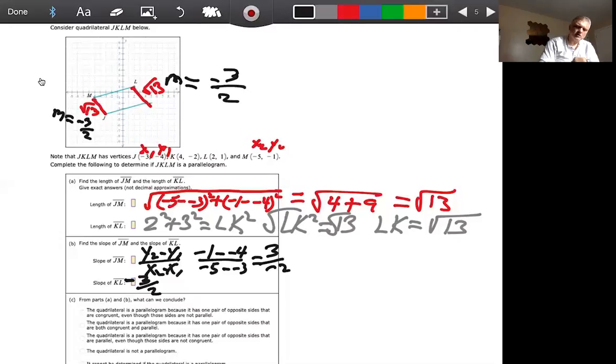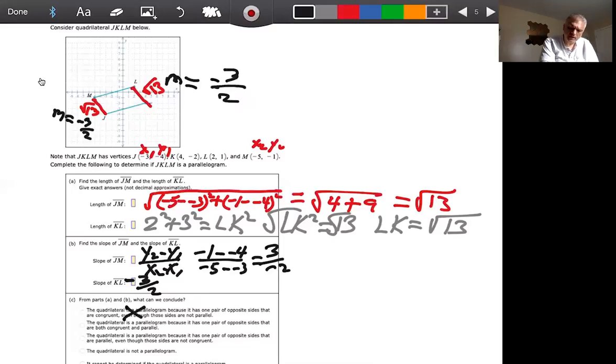Okay, so now let's look at C. The quadrilateral is a parallelogram because it has one pair of opposite sides that are congruent, even though those sides are not parallel. Well, if they have the same slope, they are parallel. So that's not it.